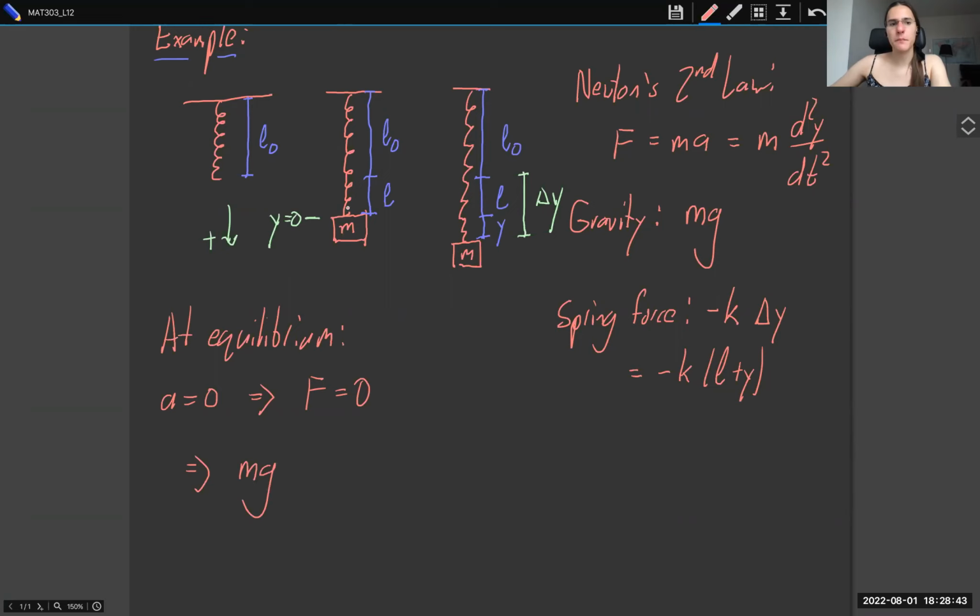Now, at equilibrium position, by default, the value of y is defined to be 0. That's our reference range for y. So mg minus, that's taking the sum of forces, kL, and then y is 0, is equal to 0. So that tells us that mg equals kL.